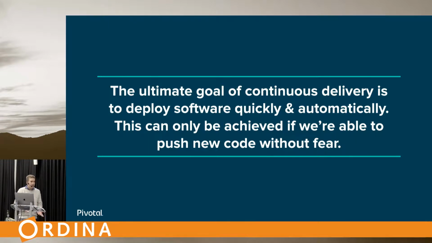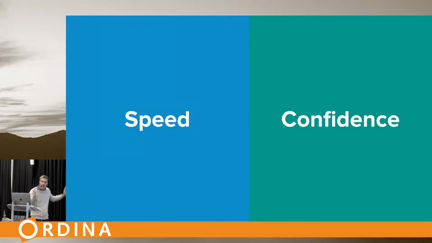And when we talk about that, the ultimate goal that we try to achieve is to deploy software quickly and automatically. Right? That's what we want to achieve. But that can only be achieved if we're able to push new code without fear. And that's, I think, a very important notion here, because throughout history of software development, we've always been fighting in this battle between two opposing forces. On the one hand, we've got speed. We want to go fast to production. We want to create business value as quickly as possible. On the other hand, we want confidence that whatever we deploy is actually going to work.